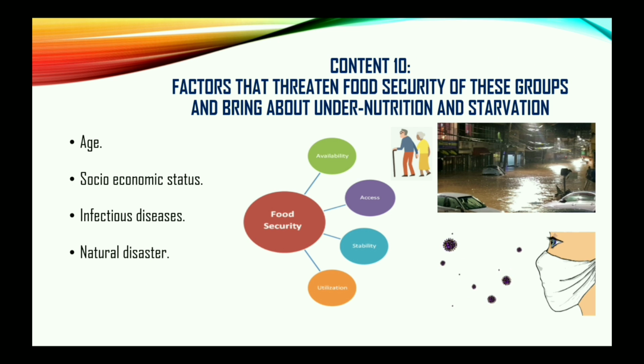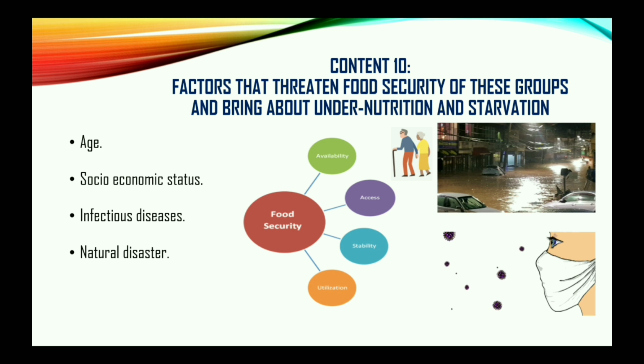Content 10, where we looked at factors that threaten food security of these vulnerable groups and bring about undernutrition and starvation. Now, these factors are age, socioeconomic status, infectious diseases, and also natural disasters. Now, how is it that age threatens food security? But importantly, we must understand what is food security, right? What is food security? Do you remember? Food security is when all persons at all times have access to safe and nutritious foods.